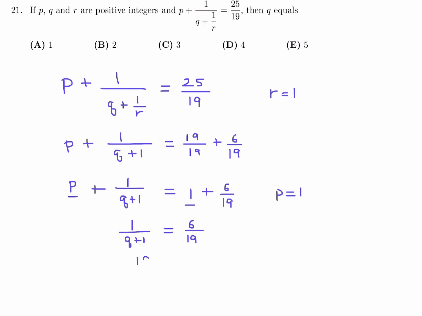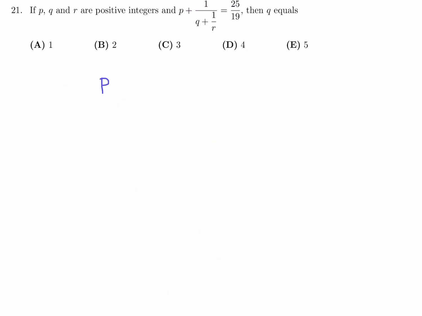Cross multiply, 19 is equal to 6q plus 6. Therefore 13 is equal to 6q, and q is equal to 13 over 6. Unfortunately, q is not an integer. All right, no problem. Let's start again with a different number. The good news is that we don't have to start all the way at the very beginning. We can use part of what we did. We can use p equals 1, and I'll explain that right now.